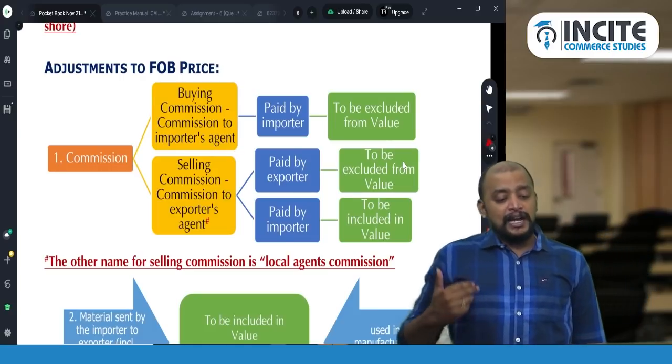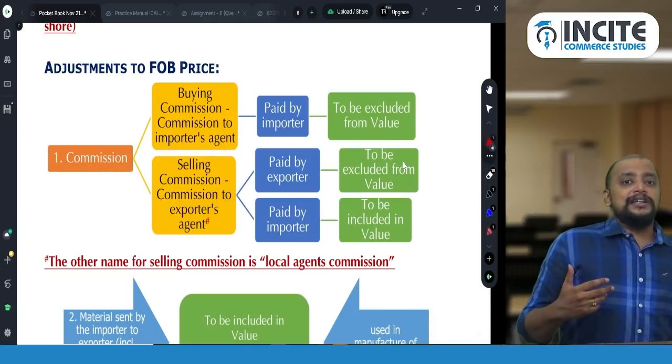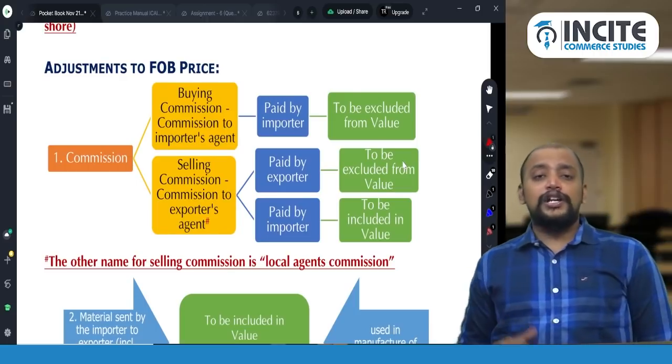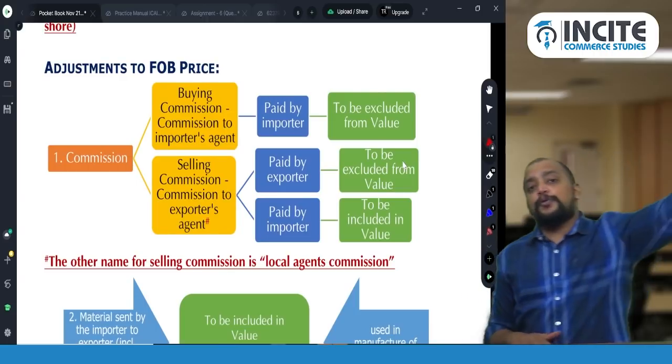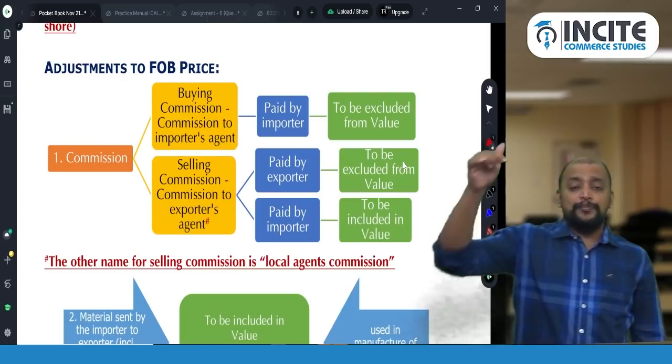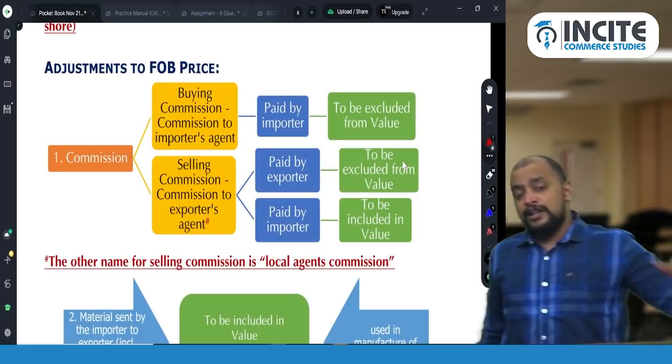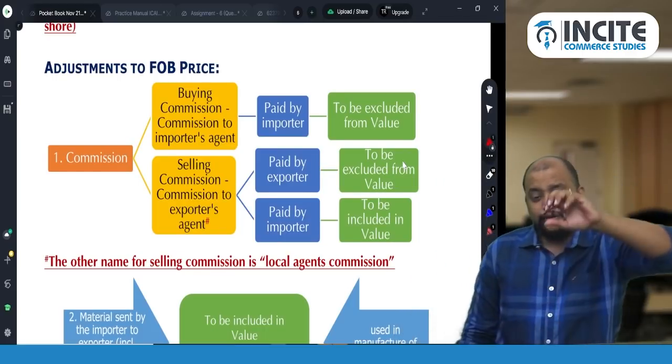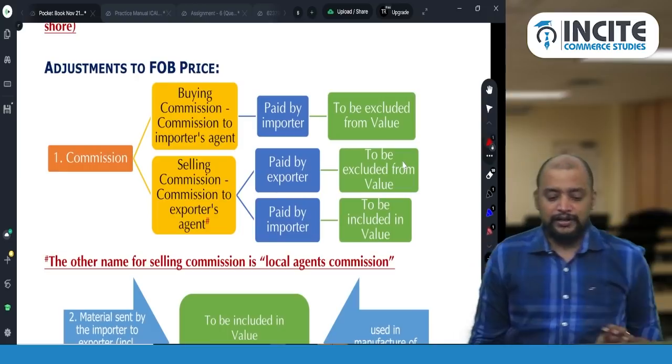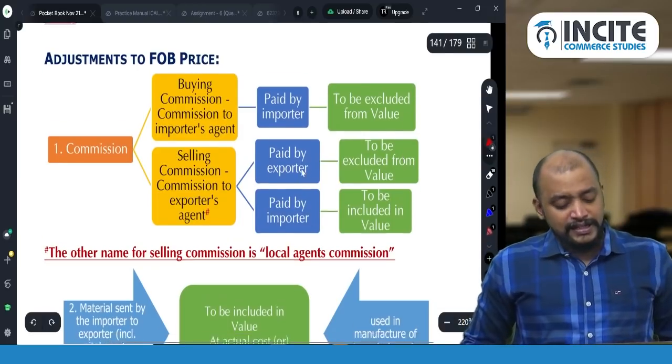And the other name for selling commission is local agent's commission. Why is it called local agent's commission? Because the exporter's agent will be in India and the importer's agent will be outside India. So the exporter's agent will be in India, so it is known as local agent's commission. Okay, that is this first point.